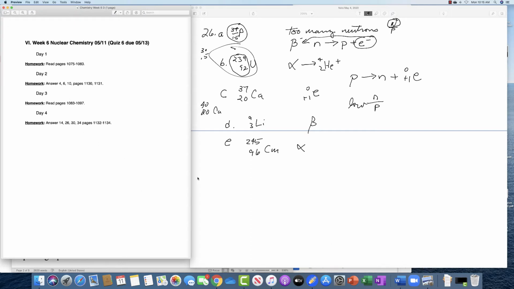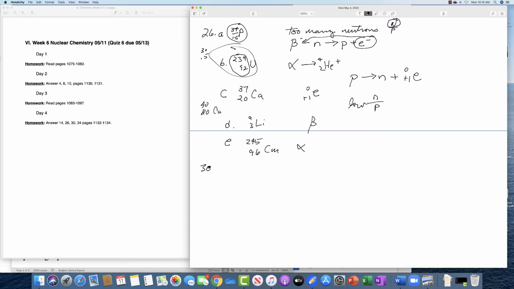The next problem is number 30. Number 30 states the following: write the nuclear reaction for each step in the formation of lead-208-82 from thorium-232-90, which proceeds by a series of decay reactions in a stepwise manner. And then it gives you the steps in order. So we're going to go through that.